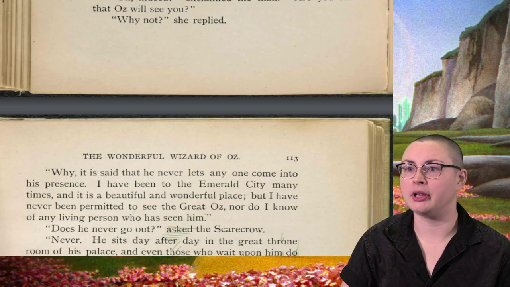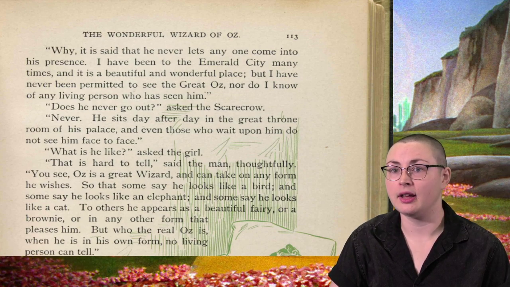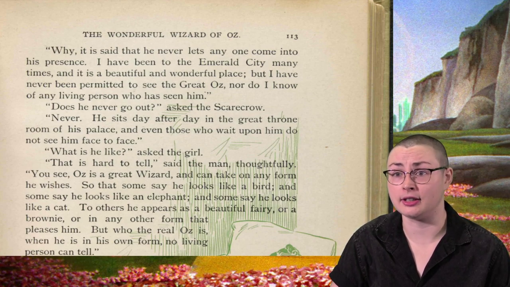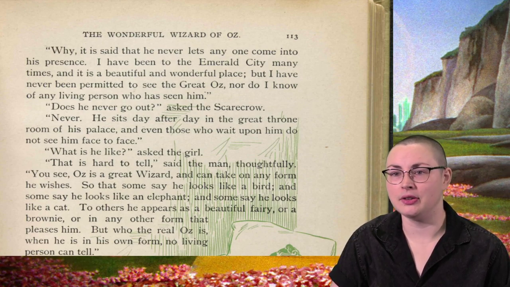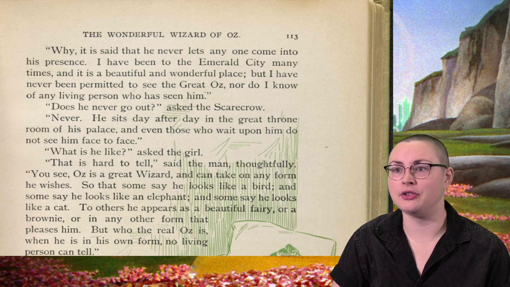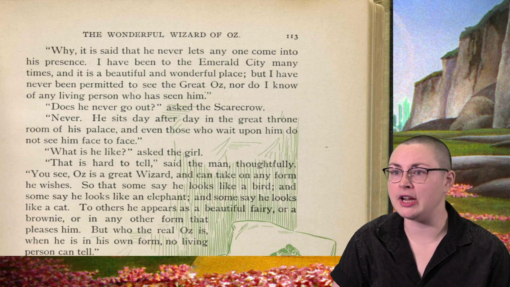"Why not?" she replied. "Why, it is said that he never lets anyone come into his presence. I have been to the Emerald City many times, and it is a beautiful and wonderful place, but I have never been permitted to see the Great Oz, nor do I know of any living person who has seen him." "Does he ever go out?" asked the Scarecrow. "Never. He sits day after day in the great throne room of his palace, and even those who wait upon him do not see him face to face."